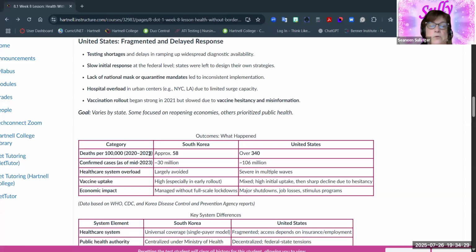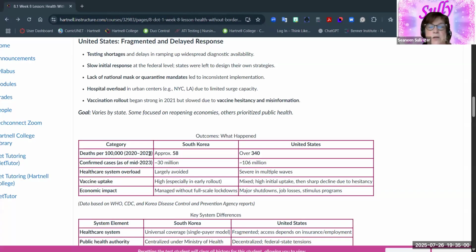Healthcare system overload, they did not really have in South Korea. We had multiple waves of overload. The resilience of our healthcare workers, God bless, because it was awful, absolutely awful. And then when people wouldn't get the vaccine, they were fired. They were let go, whatever you want to call it, which then decreased the staffing and placed more burden on other people. Vaccine uptake, right? So in South Korea, it sounds like there was a lot of information. The vaccine was available.